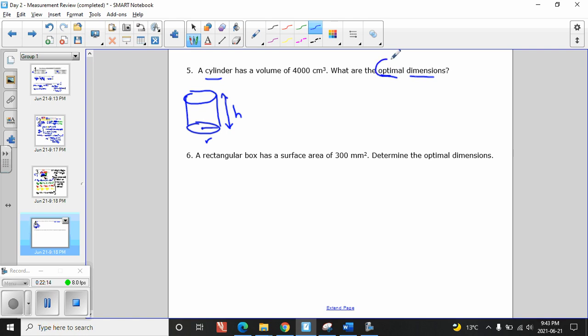As soon as I read this word optimal, I'm remembering that there is like a best shape. There's a best rectangular prism. There's a best cylinder that uses the least material to cover the surface for a given volume, or it has the biggest volume with a limited amount of surface area.